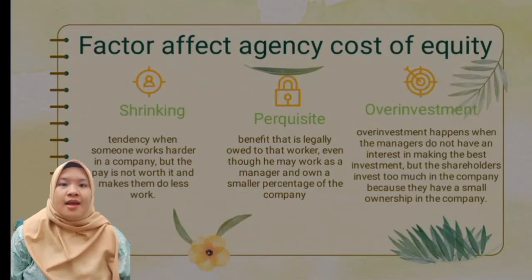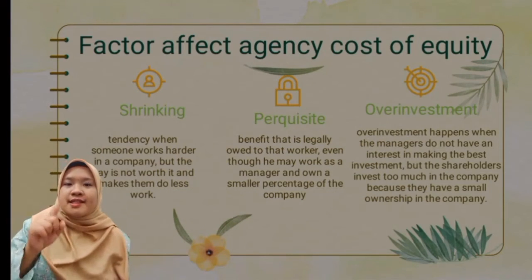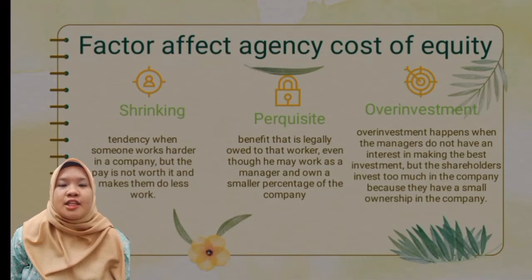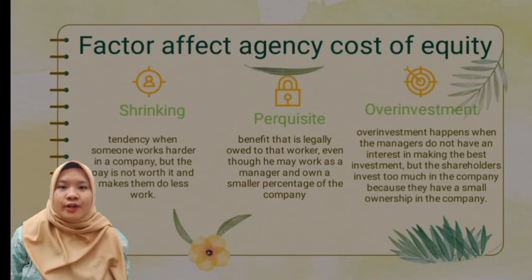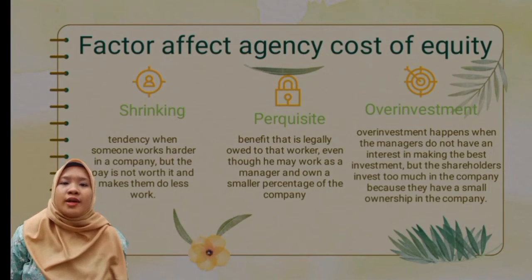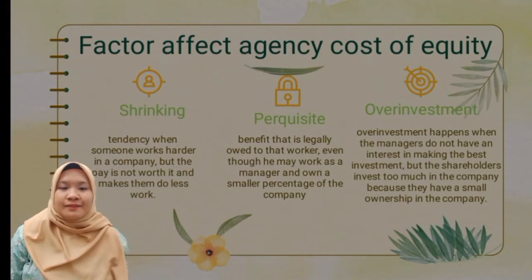There are three factors that cause agency cost of equity. Firstly, shrinking, which means the tendency when someone has to work hard but the pay they receive is not worth it. That makes them do less work, because the worker thinks that if they were the owner of the company, they should work hard compared to working as an employee. They maintain less ownership interest in the company because it may get lower return. Owners will shrink if they issue equity compared to that.